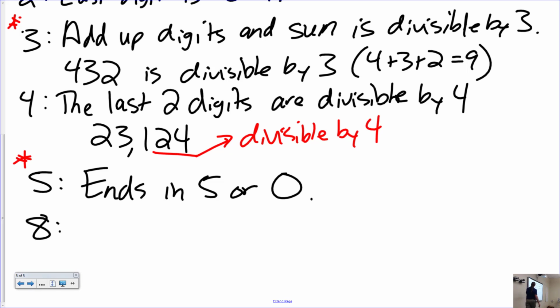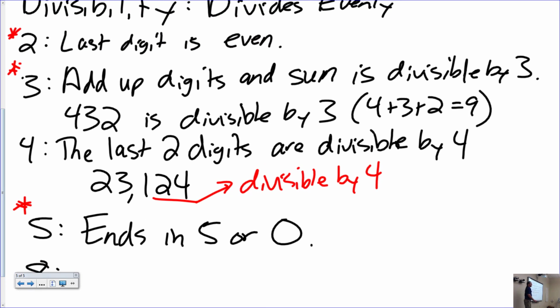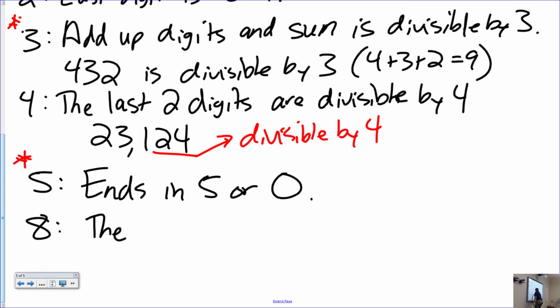What's the rule of 8? I don't even want to write it down. What is it, guys? The last 3, probably. Uh-huh. The last 3 digits. And what do the last 3 digits have to be? There you go.